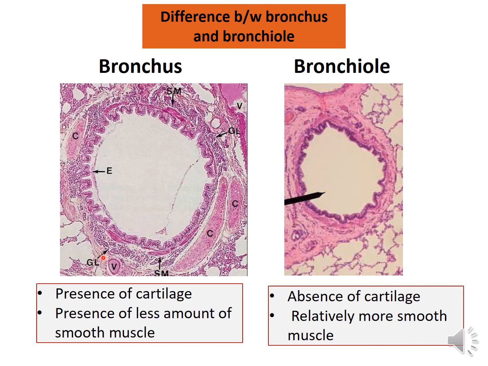And the third difference, if you see here, in the wall of the bronchus you can see the presence of smooth muscle. However, the quantity is less, but in the bronchiole the quantity of smooth muscle is more. Due to the presence of more smooth muscle, the mucous membrane or epithelium of the bronchiole shows foldings. I mean to say they show more foldings in the bronchiole compared to the bronchus. So these are the differences that you see between the bronchus and bronchiole.